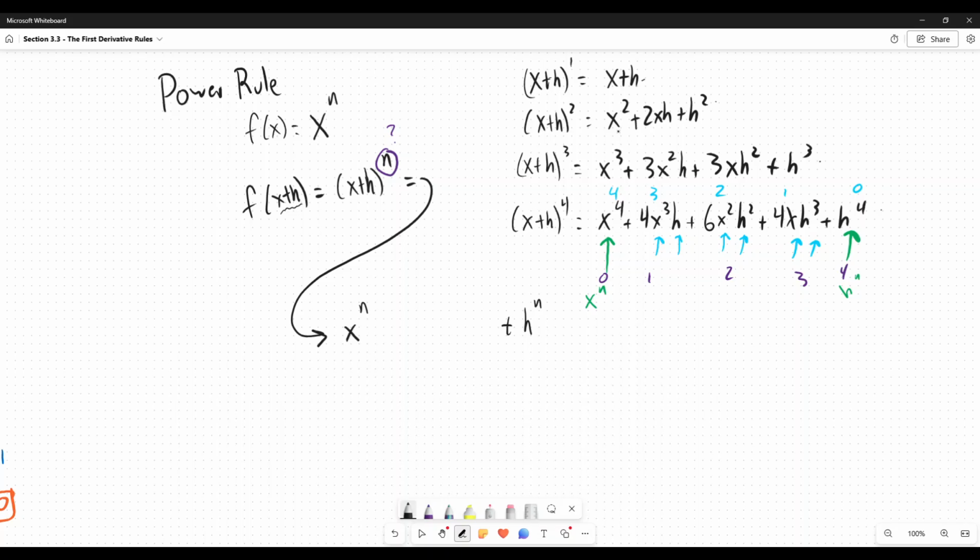Now, what else will there be? There will be an n, 4, 3, 2, 1, times x to one less power, times an h. And there will also be a bunch of terms with h to the power 2 or more. h to the power 2, h to the power 3, h to the power 4. It's going to increase all the way up to n. And it turns out this is all the information I need to properly demonstrate this rule.